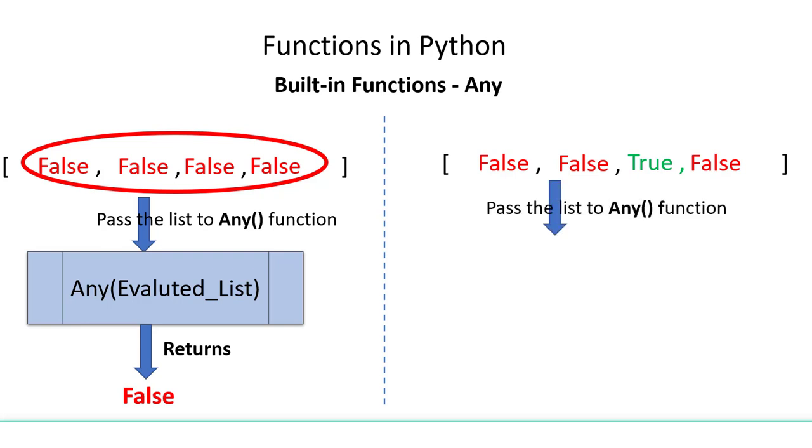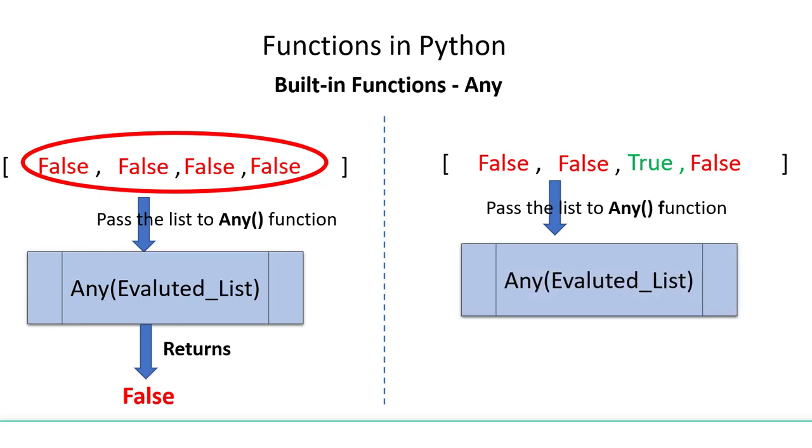Similarly, we have another case where at least one value is true, and this is passed as an argument to our any function. This time it returns us the value true. That's because we have at least one expression that is evaluated to true in our entire list passed as an argument to our any function.